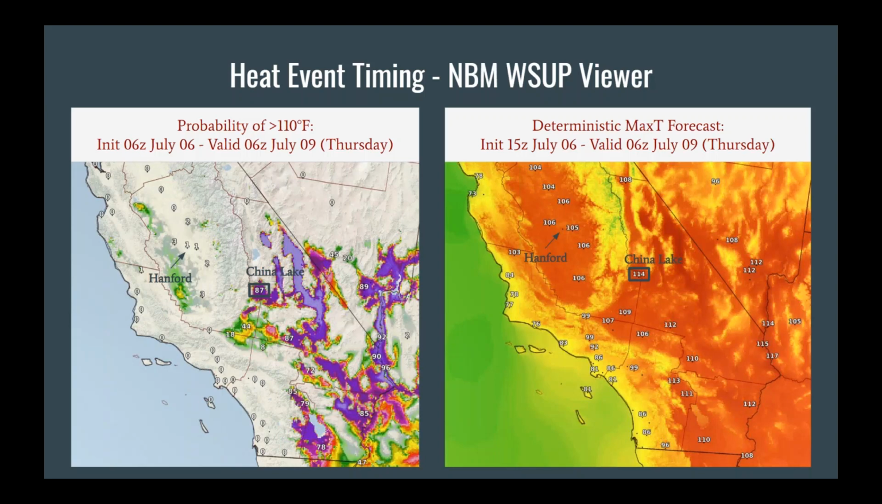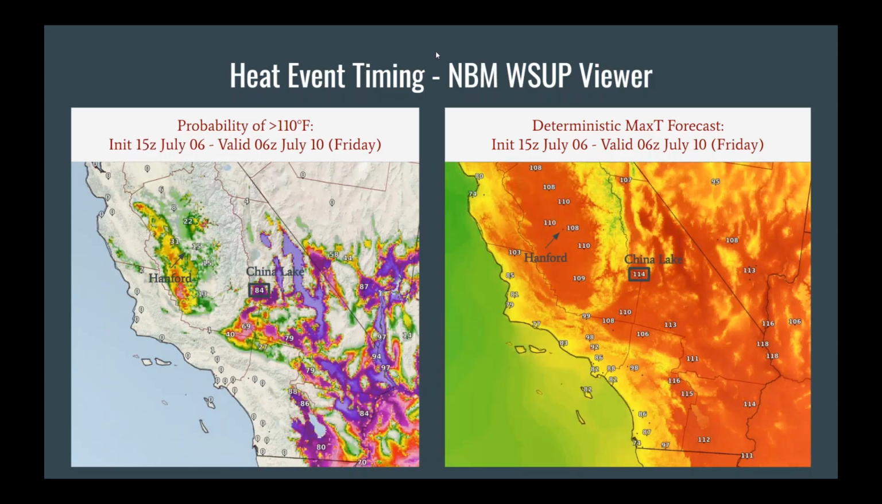So you can see here, this is Thursday, tomorrow. You can see that in the Indian Wells Valley, where China Lake is, it's starting to get a little bit warm there. But in the San Joaquin Valley, at least on the probability of exceedance of 110 degrees, there's not much chance of that tomorrow. But as we go on to Friday, we can see that those chances do increase. That probability of exceedance of 110 does increase in the San Joaquin Valley. Pretty much stays the same in the Indian Wells Valley near China Lake. We go to Saturday, the chances increase again.